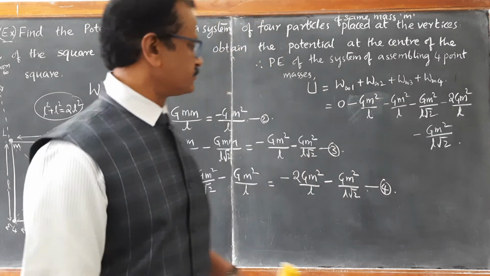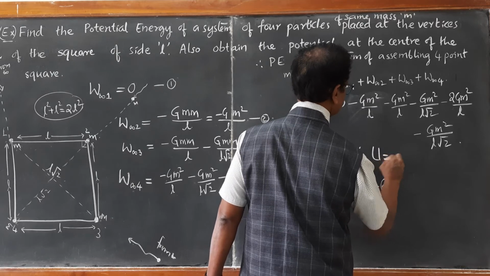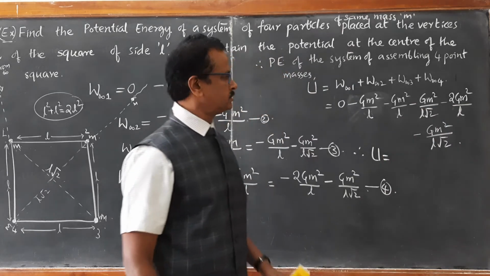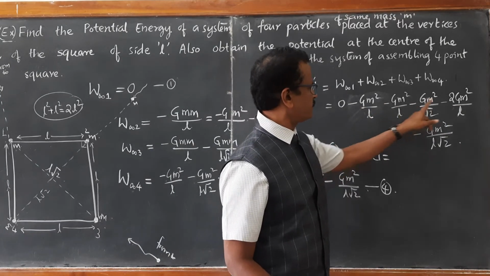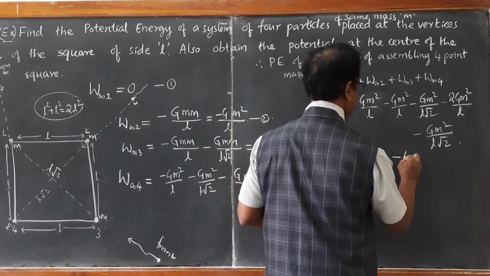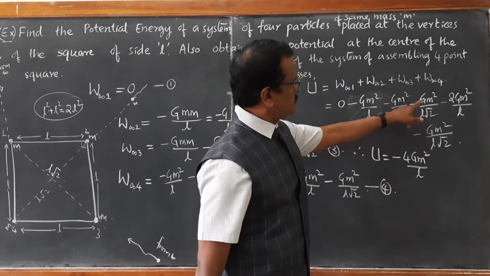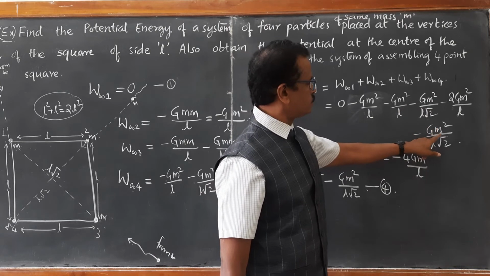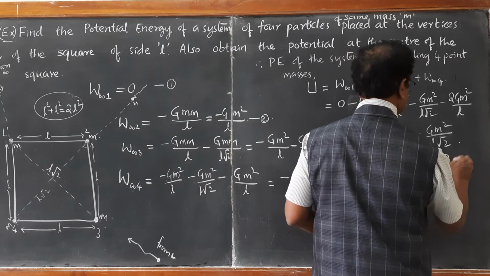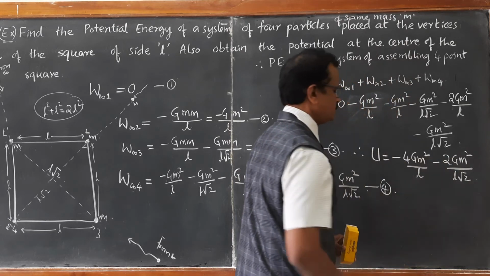Now add all these 4 terms. When you add all these 4 terms, we get total U equal to 1 plus 2 plus 2, that is gm square upon l, gm square upon l, 2 gm square upon l. So it becomes 4 gm square upon l, so I write minus 4 gm square upon l. And here gm square upon l root 2, gm square upon l root 2, so it becomes minus 2 gm square upon l root 2. So this is how we can simplify now.